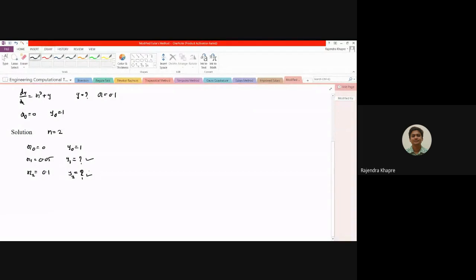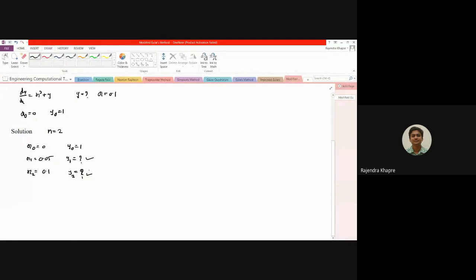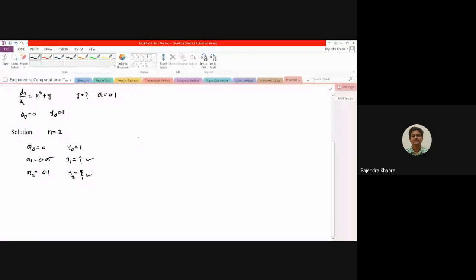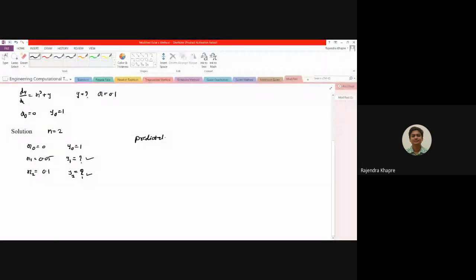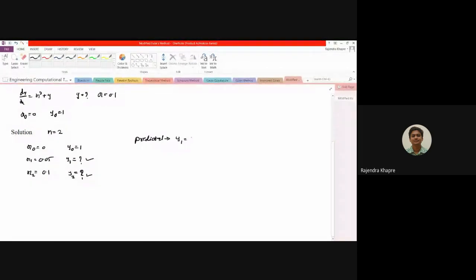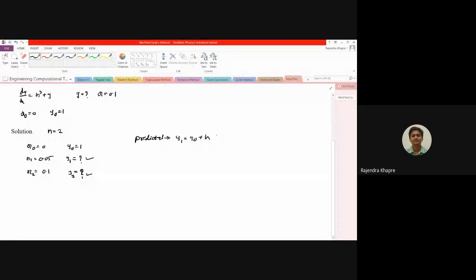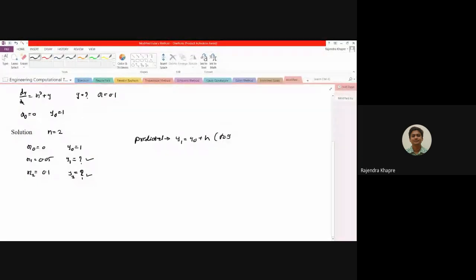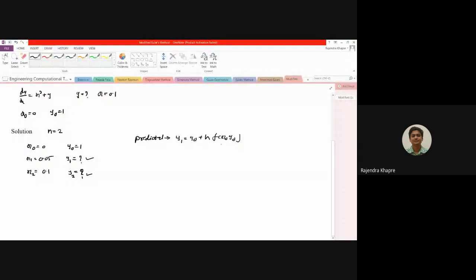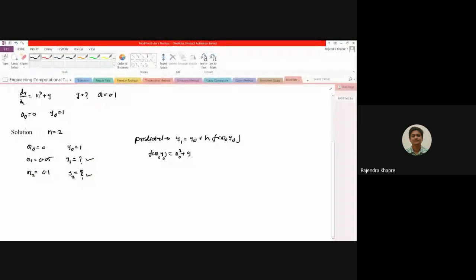For this purpose we have to use the modified Euler's method, and in the modified Euler's method, first of all I am going for the predicted equation. So the predicted equation is y1 equals y0 plus h into f of x0 and y0. Our f of x and y is nothing but x square plus y. So if I want to calculate at x0 and y0, everything is going to become 0.